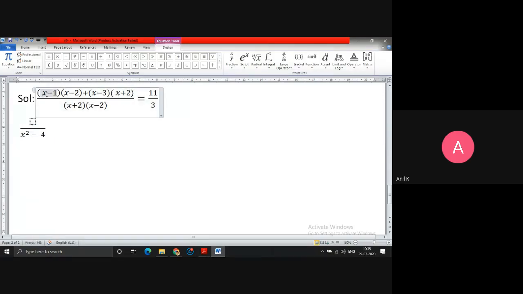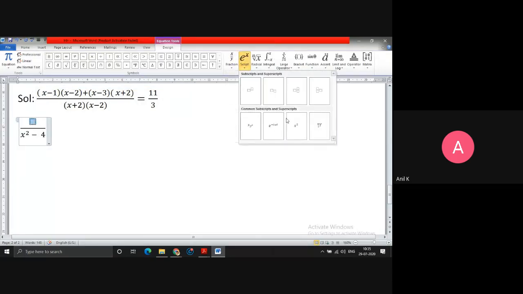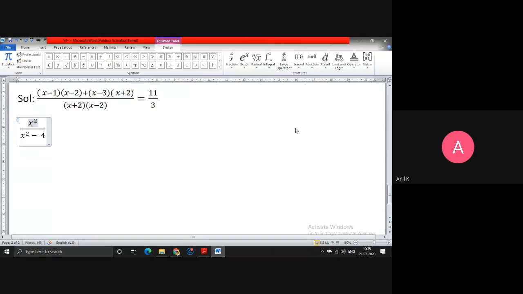First I multiply x with x, which is going to be x square. Then x multiplied with minus 2 is minus 2x. Then minus 1 multiplied with x is minus x only. Then minus 1 multiplied with minus 2 is plus 2. So the product of the first two terms is completed.